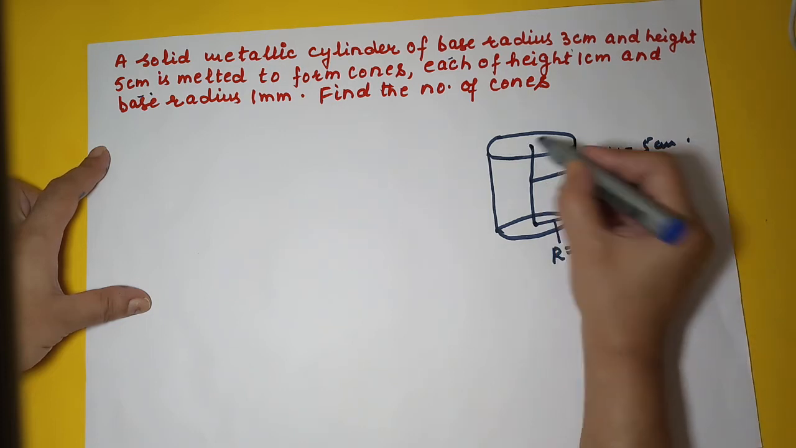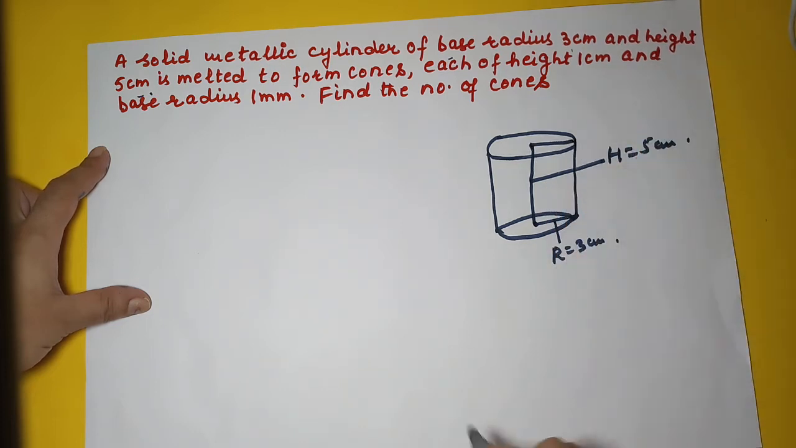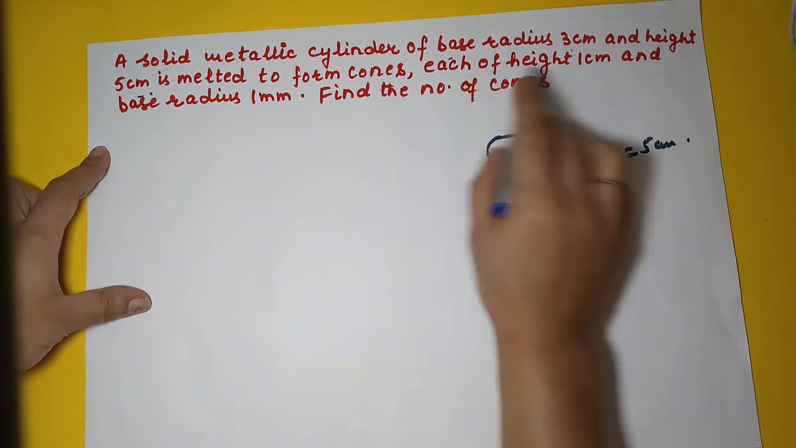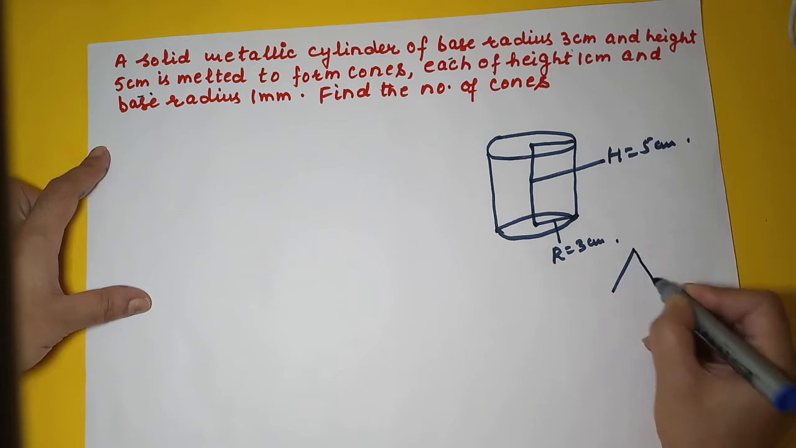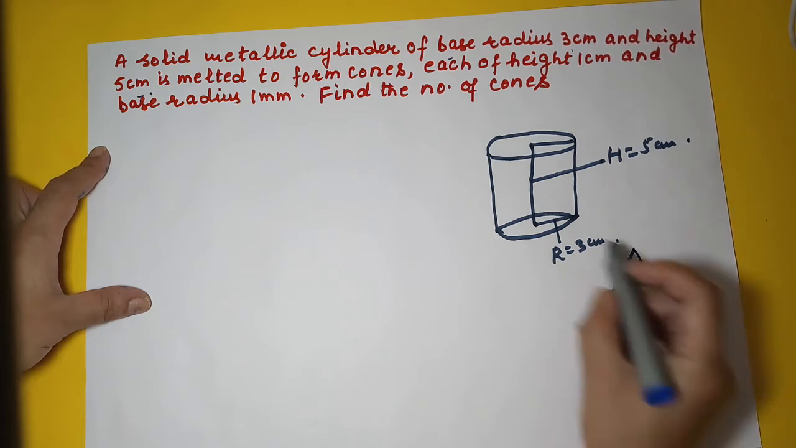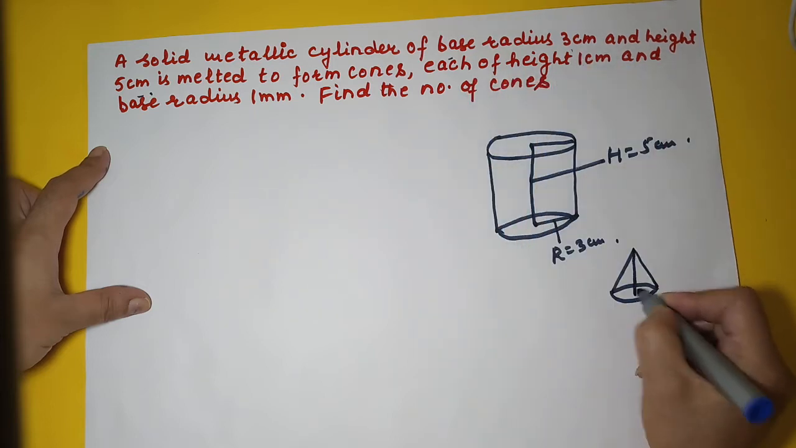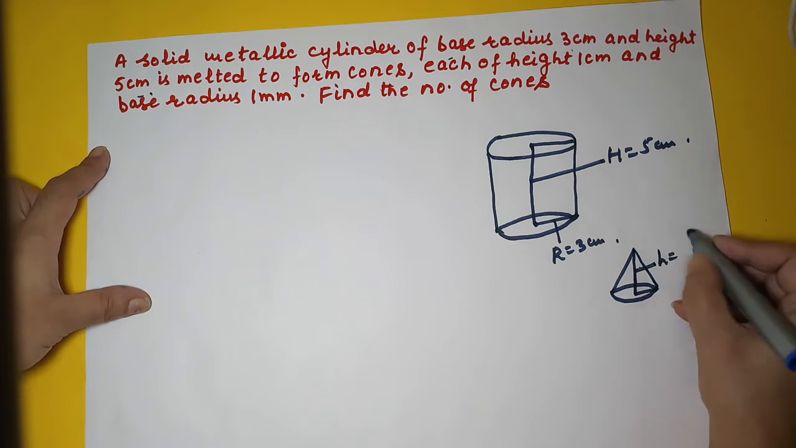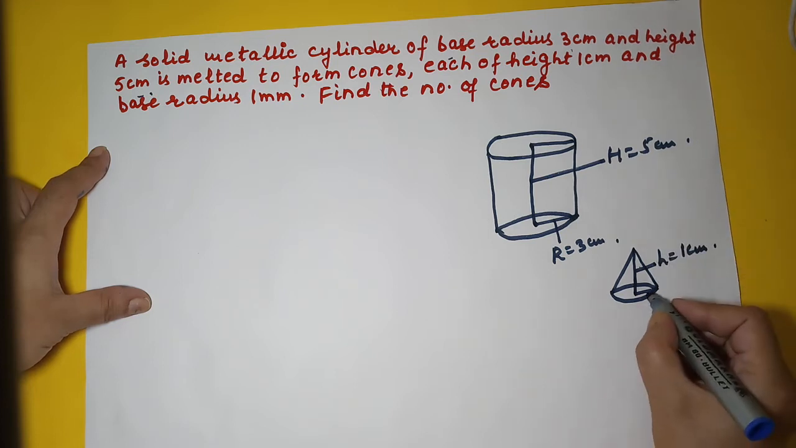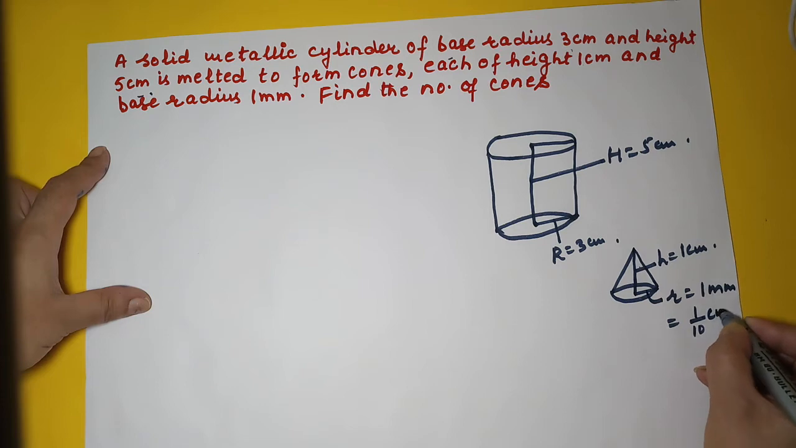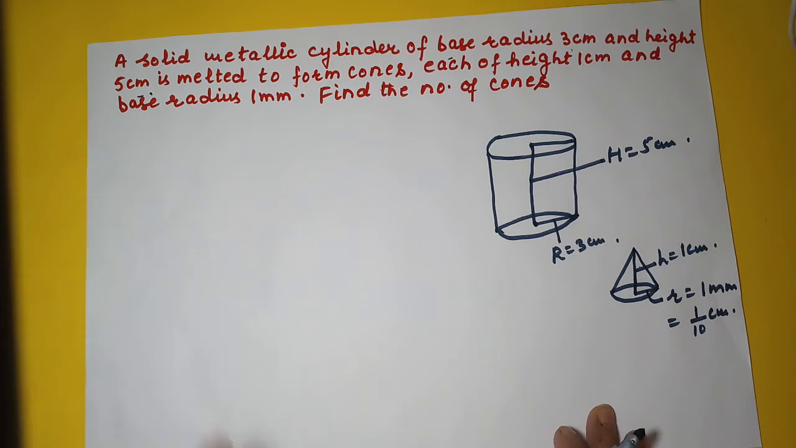Now this is melted and some cones, not one cone, but some number of cones are formed out of this. Let's assume that this is one of the cones which is formed out of this. Each of height 1 centimeter. So small h is equal to 1 centimeter and base radius small r is equal to 1 millimeter. Let's convert that into centimeters. That is 1 by 10 centimeters. Find the number of cones. Now you have to find the number of cones.